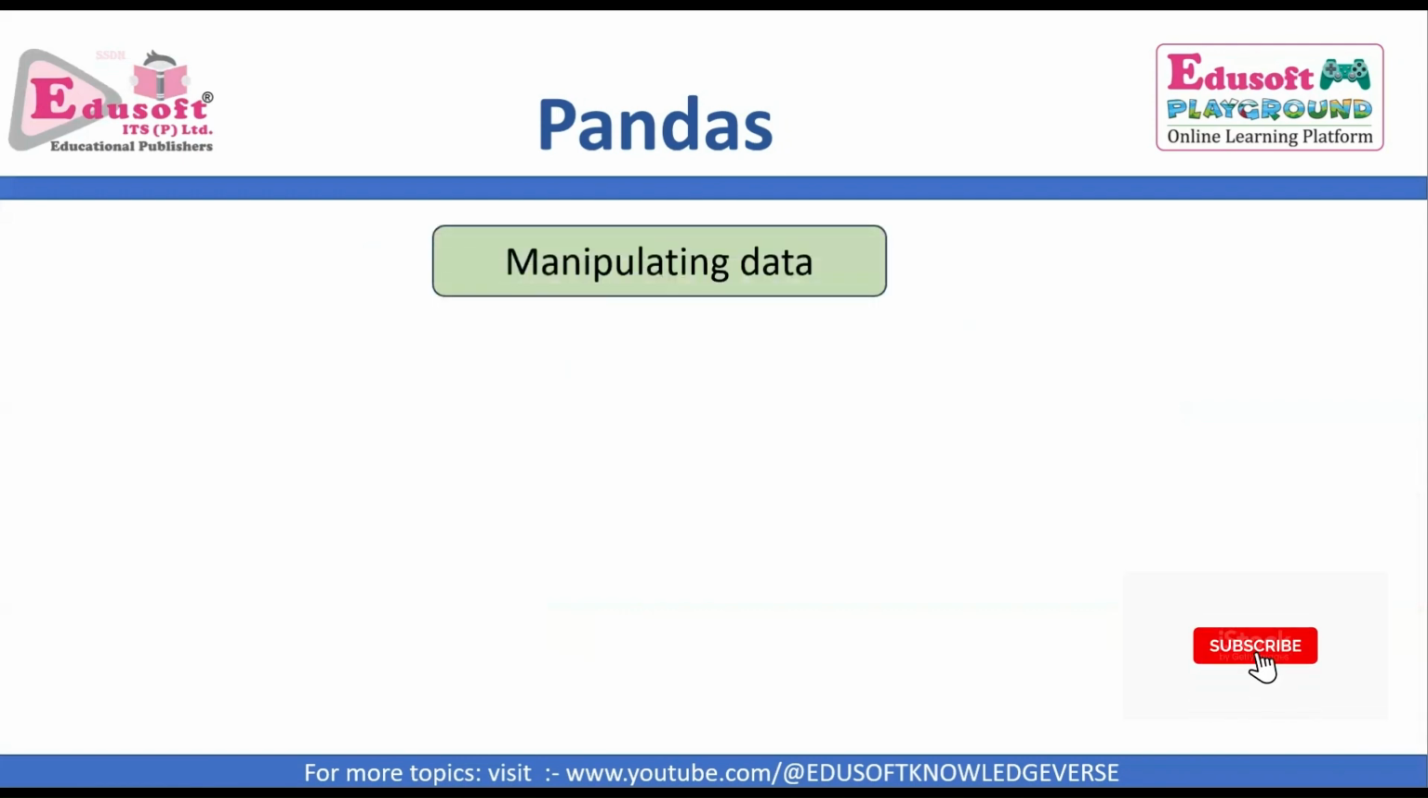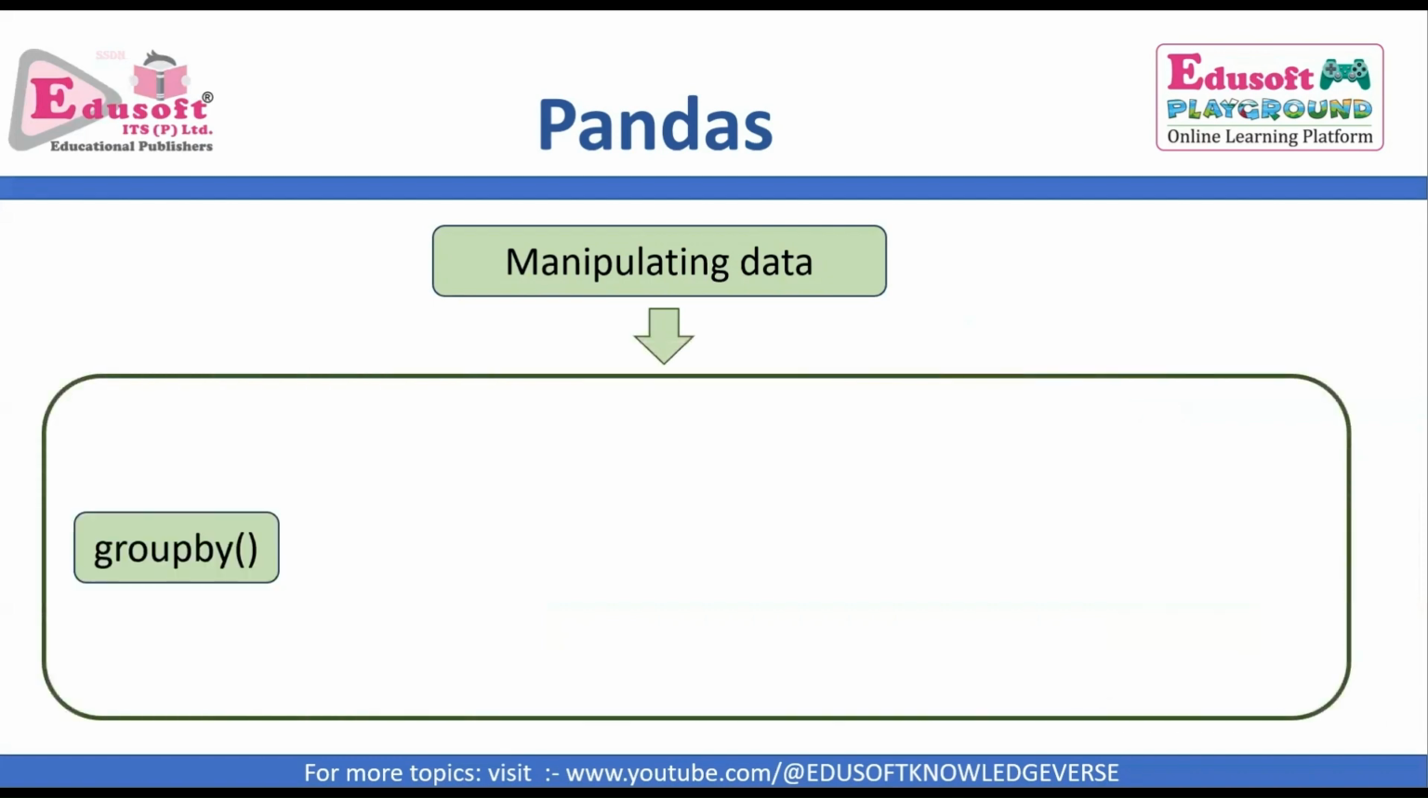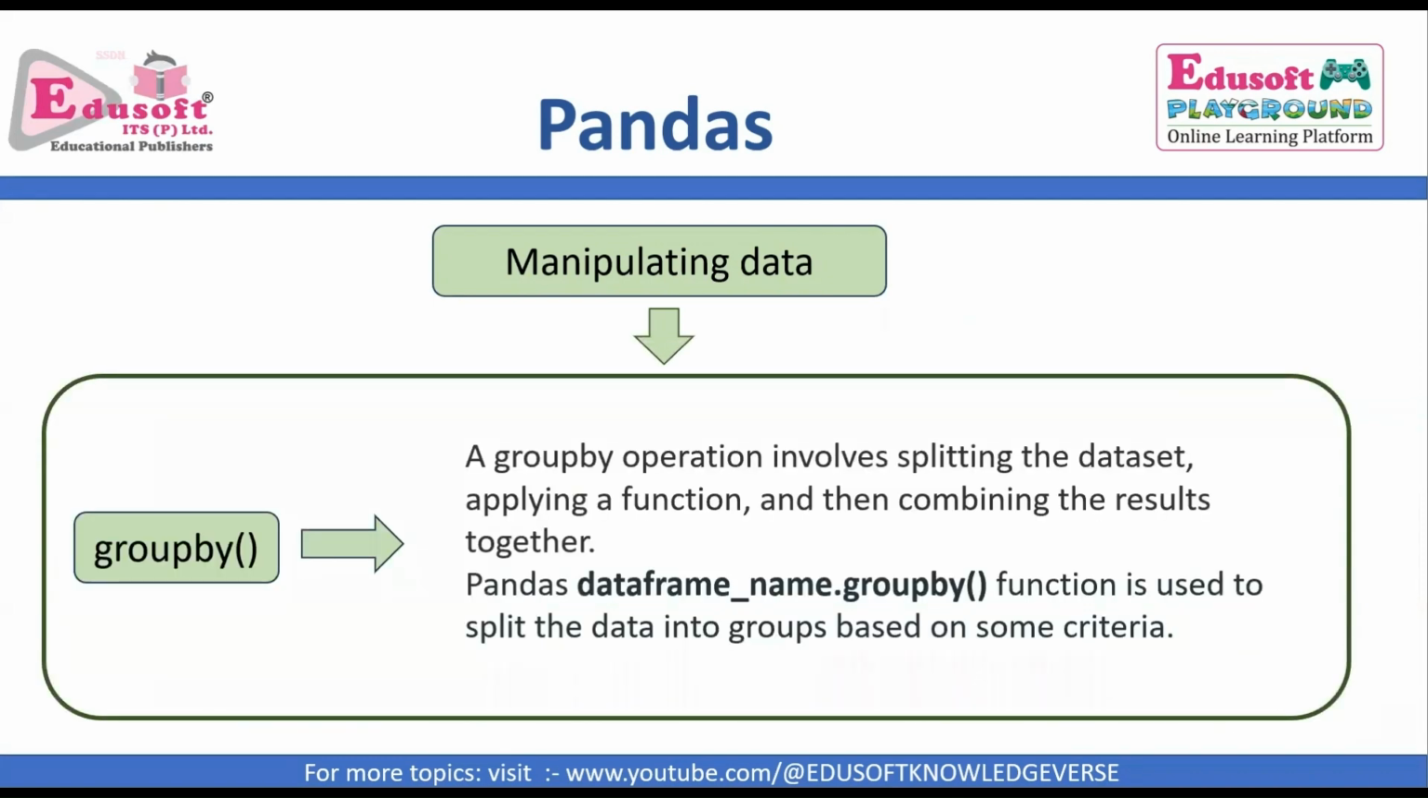Coming to the very first, that is manipulating data. Suppose you have a large set of unorganized data and you need to organize or manipulate the data accordingly. So the first function which we are going to see is the group by function. A group by operation involves splitting the data set, applying a function, and then combining the results together. The pandas DataFrame dot group by function is used to split the data into groups based on some criteria.